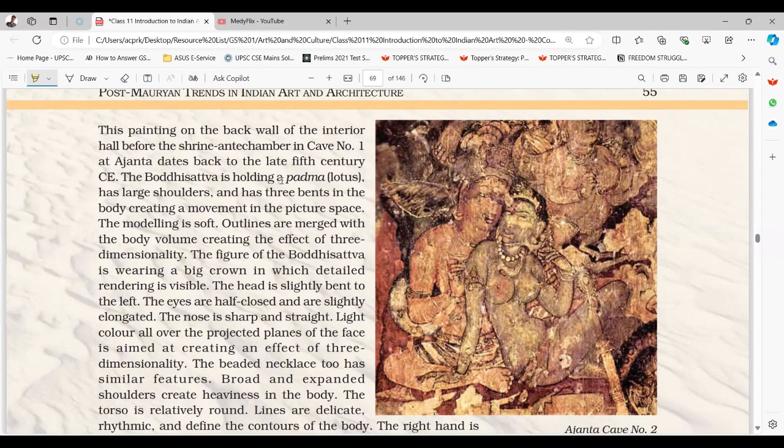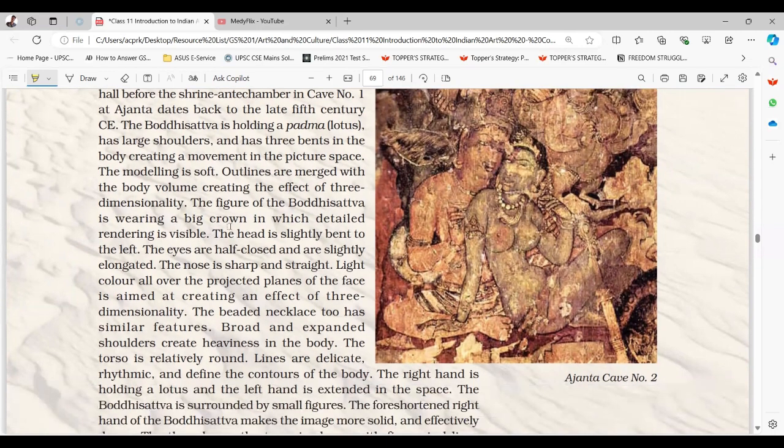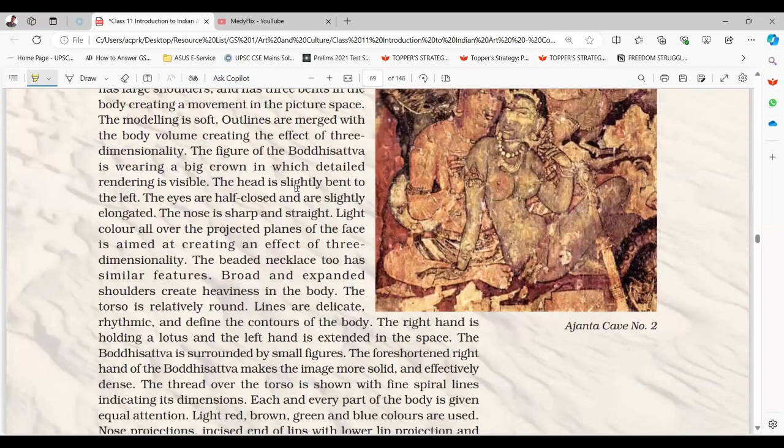The Bodhisattva is holding a Padma, a lotus, has large shoulders, and has 3 bends in the body, creating a movement in the picture space. The modeling is soft. Outlines are merged with the body volume, creating the effect of three-dimensionality. The figure of the Bodhisattva is wearing a big crown, in which detailed rendering is visible. The head is slightly bent to the left.